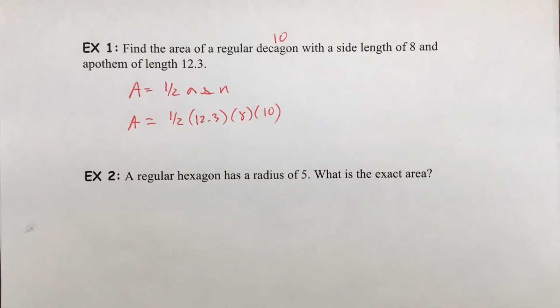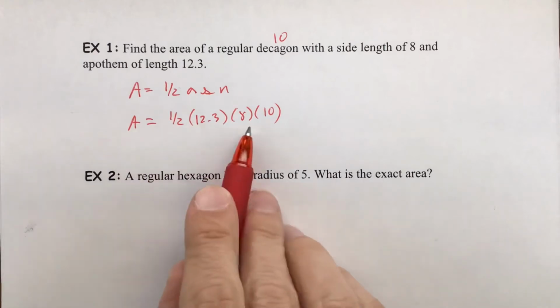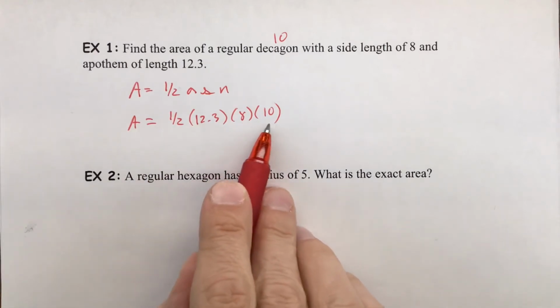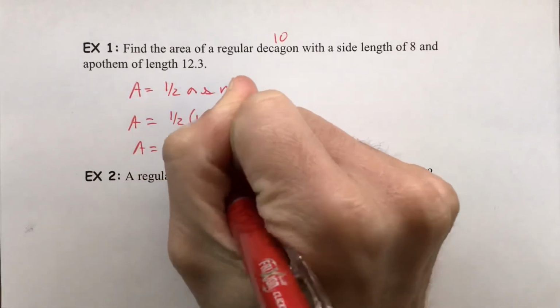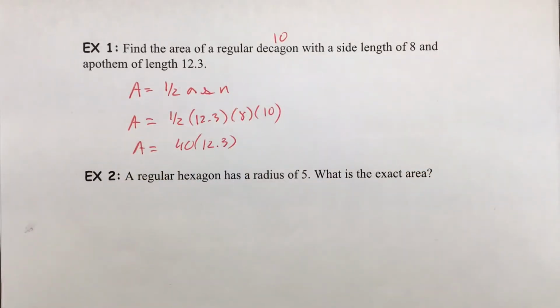All right, now some things you can actually do on your own. 1/2 of 8 is actually just 4. 4 times 10 is going to be 40. So this is the same thing as 40 multiplied by 12.3, just in case that saves a little bit of time.